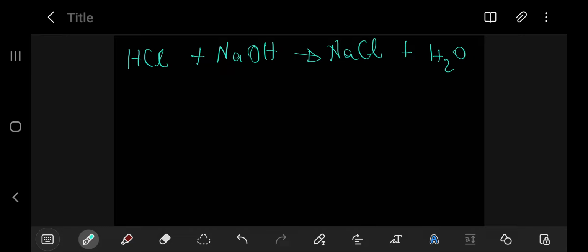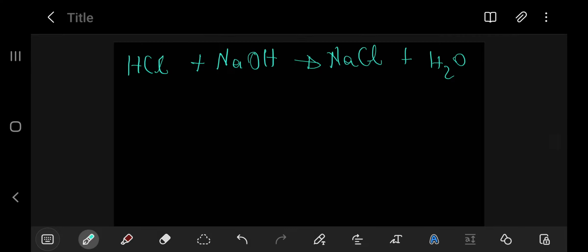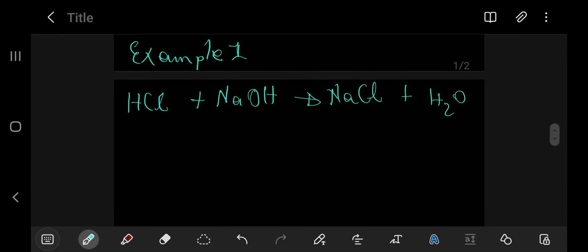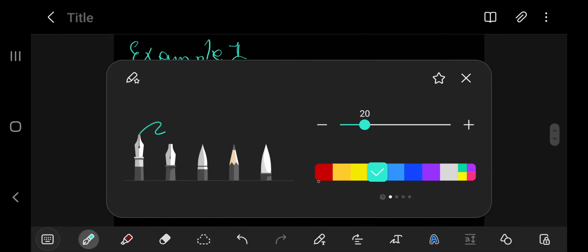So we have to check whether it is balanced. We have 2 hydrogens on the left, 2 hydrogens on the right, one chlorine, one sodium, and then one oxygen. So the reaction is balanced, right? So we are just giving an example, and we want to determine the resulting solution, whether it is neutral, acidic, or basic, right?